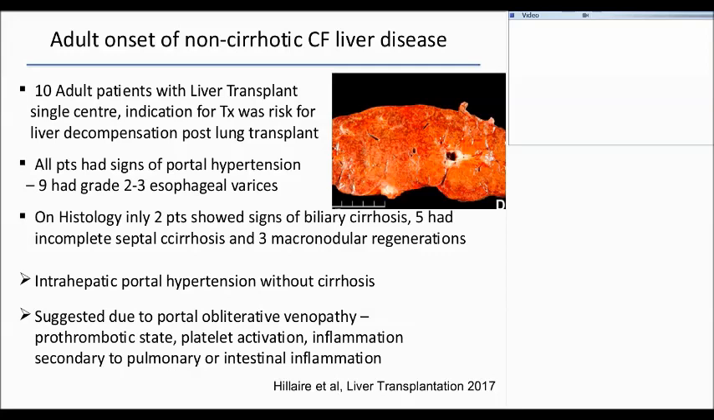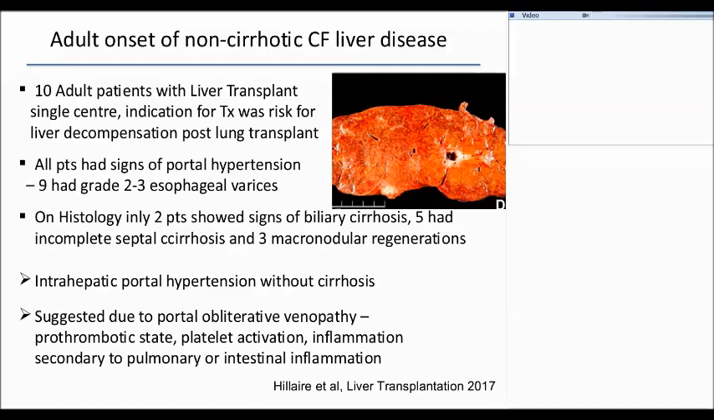All these patients had signs of portal hypertension on imaging, and in 9 of these patients, grade 2 to 3 esophageal varices were identified. But interestingly, on histology, only 2 patients showed signs of biliary cirrhosis. That's a severe picture of liver disease. And 5 had just incomplete septal cirrhosis, and 3 had macronodular regeneration.